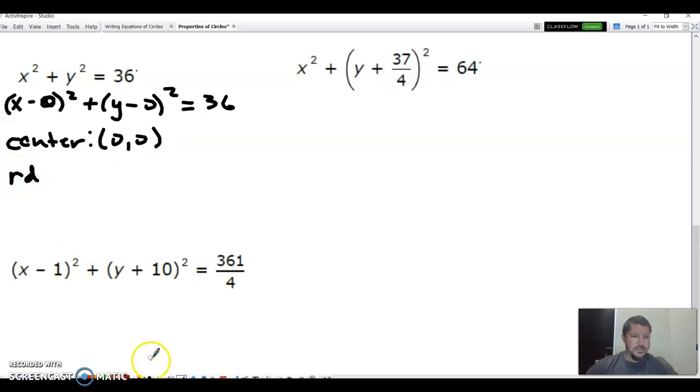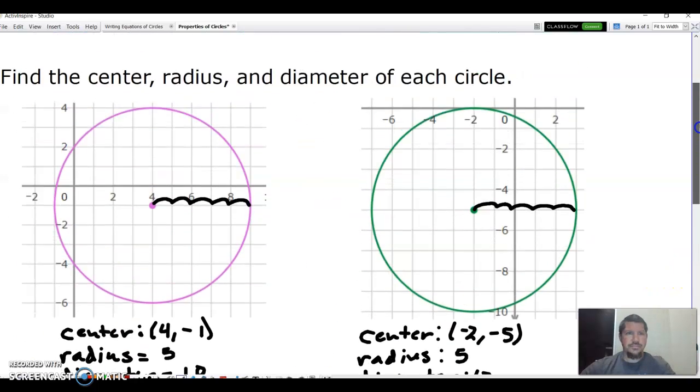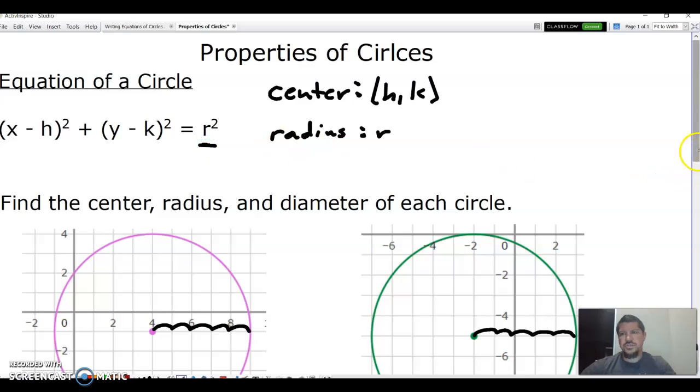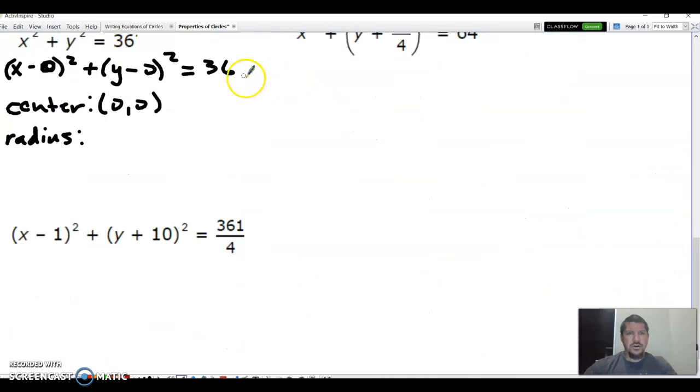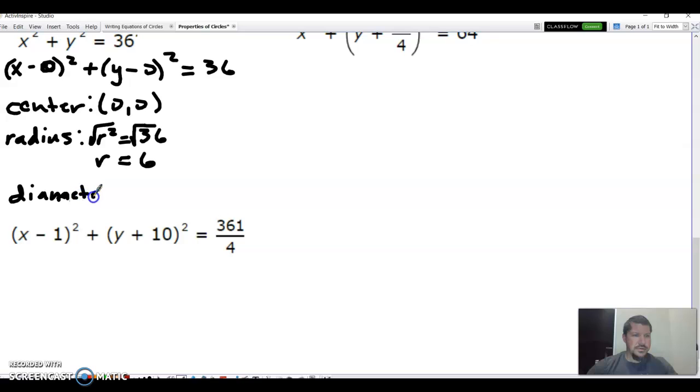My radius, remember, the equation is r squared. So r squared is 36. Then we take the square root of both sides, which means that r is equal to 6, which makes the diameter 12.